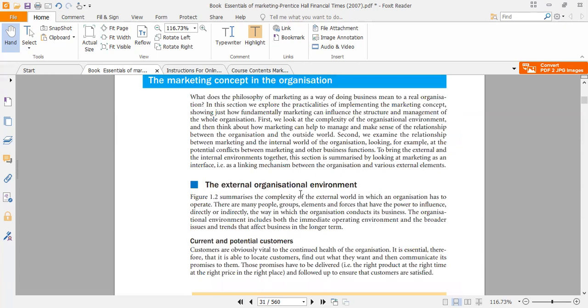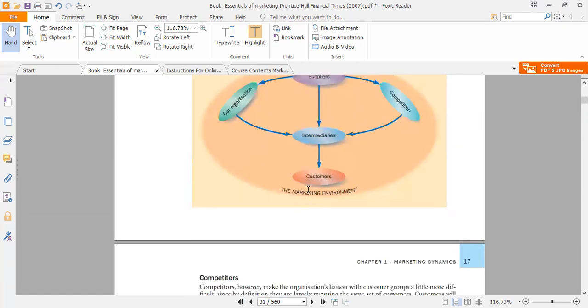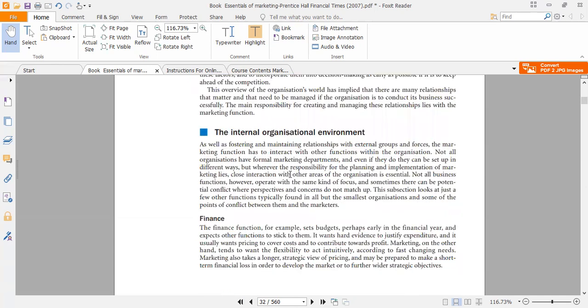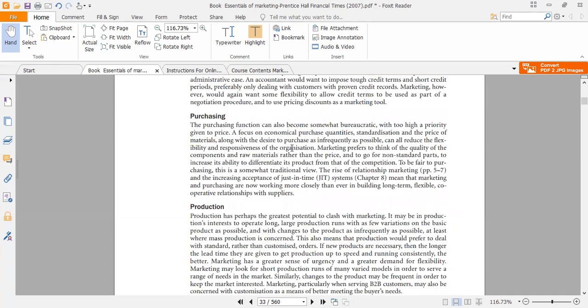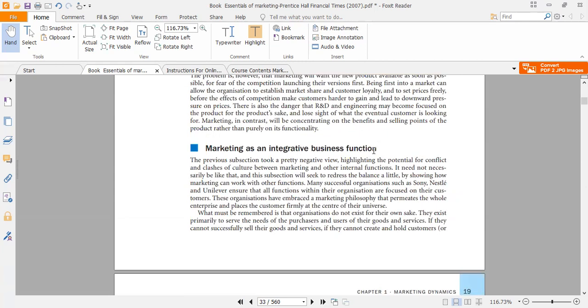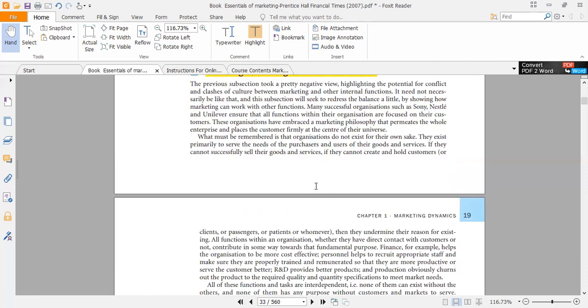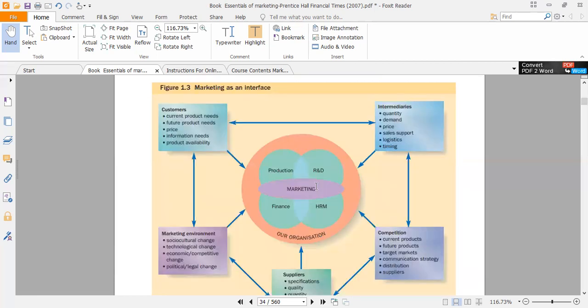Then we were discussing the external environment. We have discussed this. Then we were discussing the internal environment, right? And yes, this is the topic we are going to cover: marketing as an integrative business function. This is how marketing is coordinating with its internal departments and the external environment. Or another name of this topic is the role of marketing. This is how marketing plays its roles. So let me just explain this diagram or this figure only, figure 1.3.